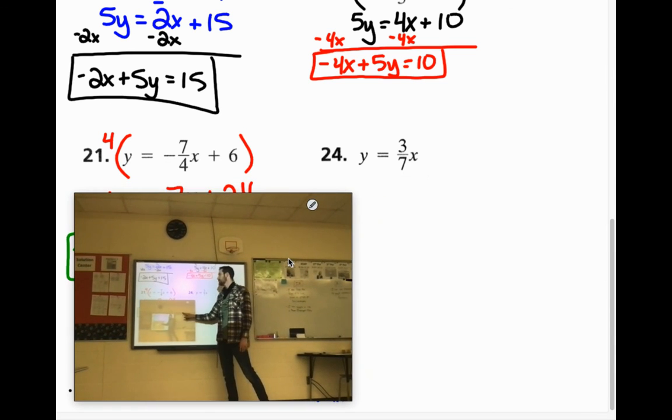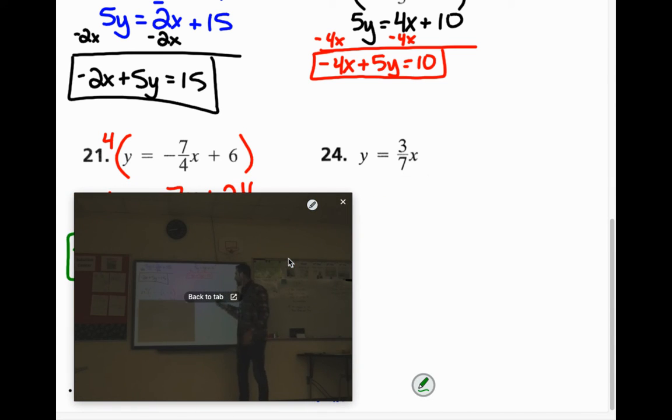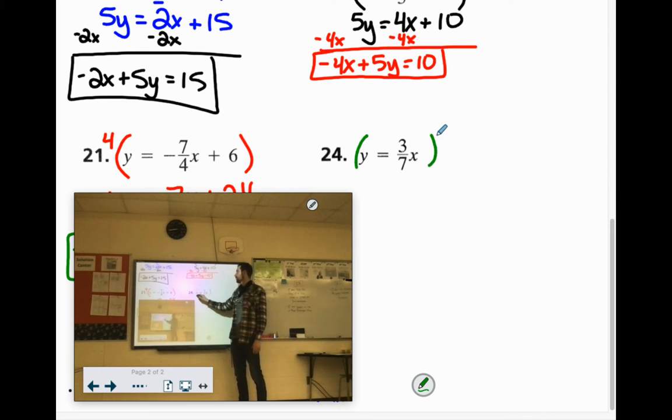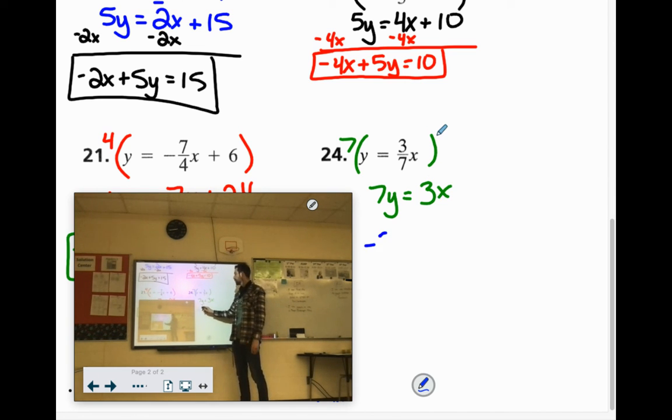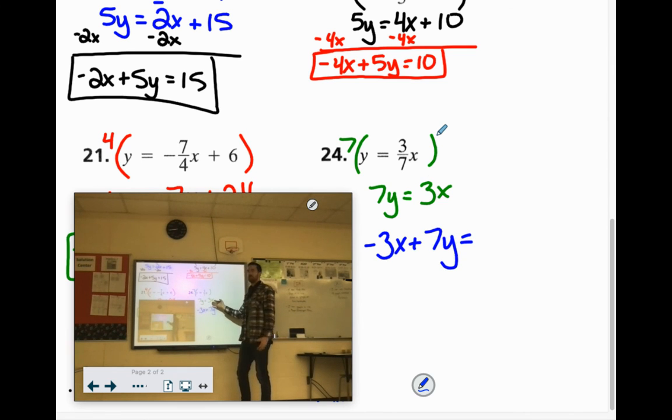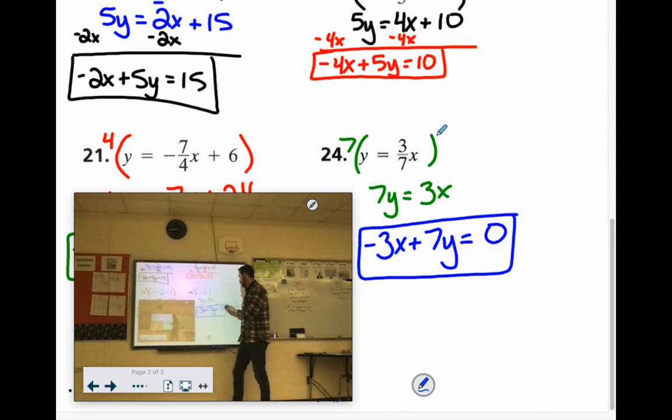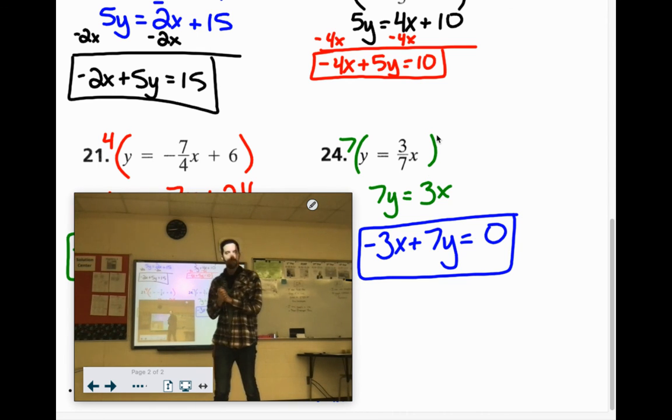Y equals 3/7 x. We're going to multiply by the 7, which would give us 7y equals 3x. Moving the 3x to the other side, we have to subtract it. So it would be negative 3x plus 7y equals. Now, we moved that 3x. I see so many times students just stop writing the right side of the equation. But there's still something over here. It equals 0. So you have to put that there. There we go. We're done with standard form. We did it!